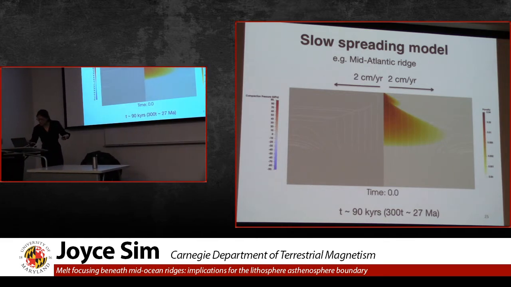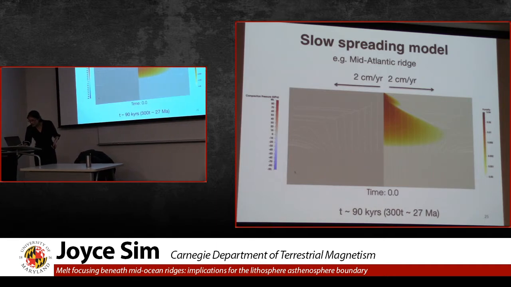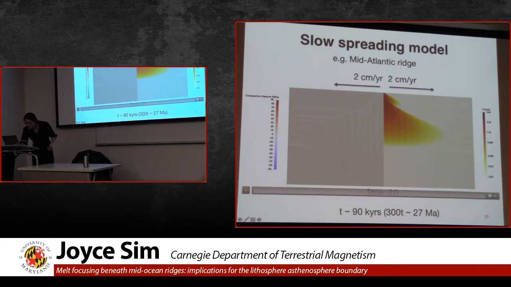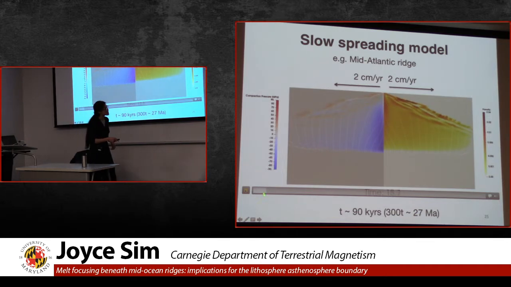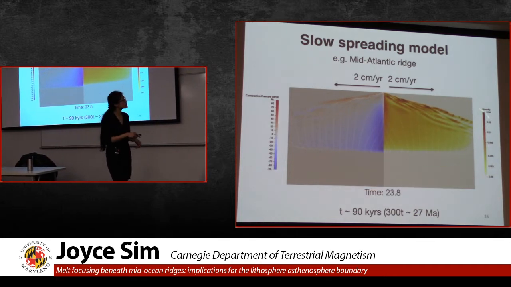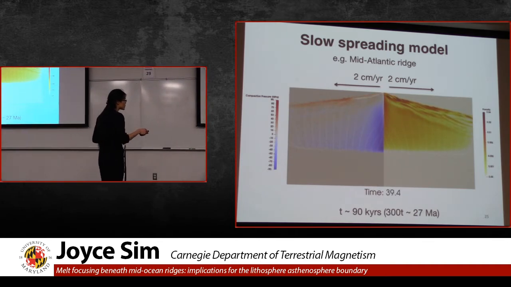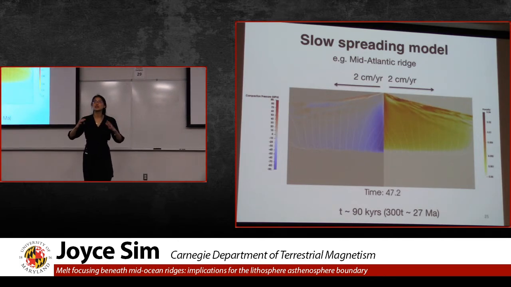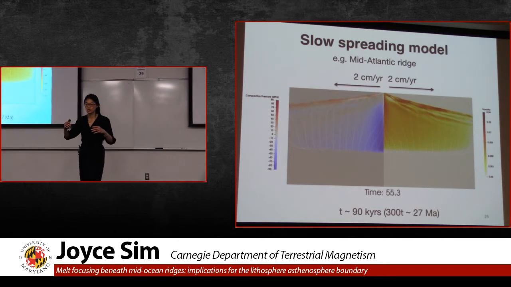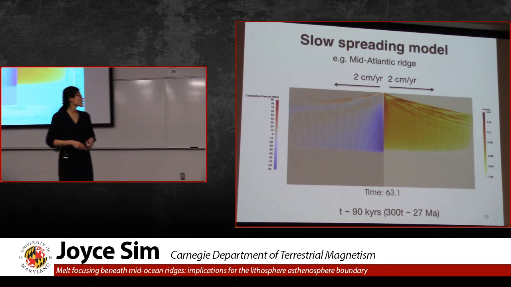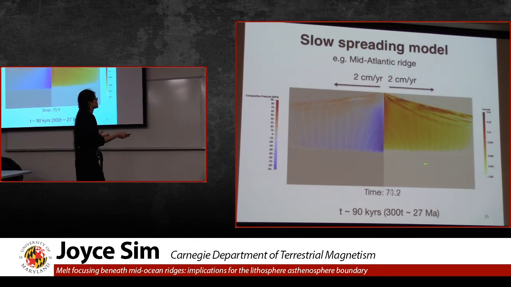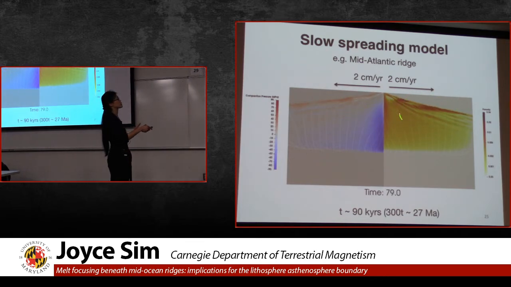So this is a slow spreading case, and that should represent a place like the Mid-Atlantic Ridge. Again, on the left-hand side, you have compaction pressure, and on the right-hand side, you have porosity or melt fraction. You can see right at the very beginning, there was a transient period. That's just how long it takes for the model to come to a quasi-steady state. And when I say quasi-steady state, it's clearly not exactly steady state because there are all these time-dependent porosity waves here.